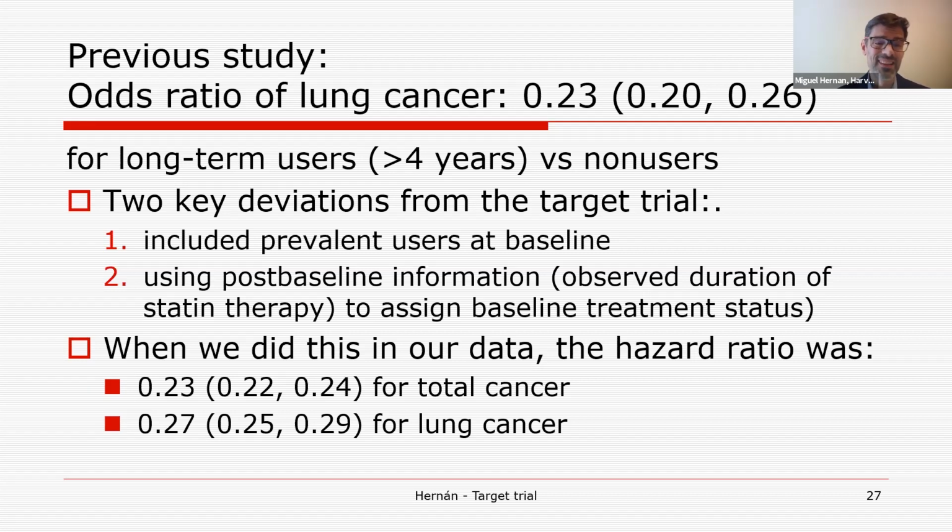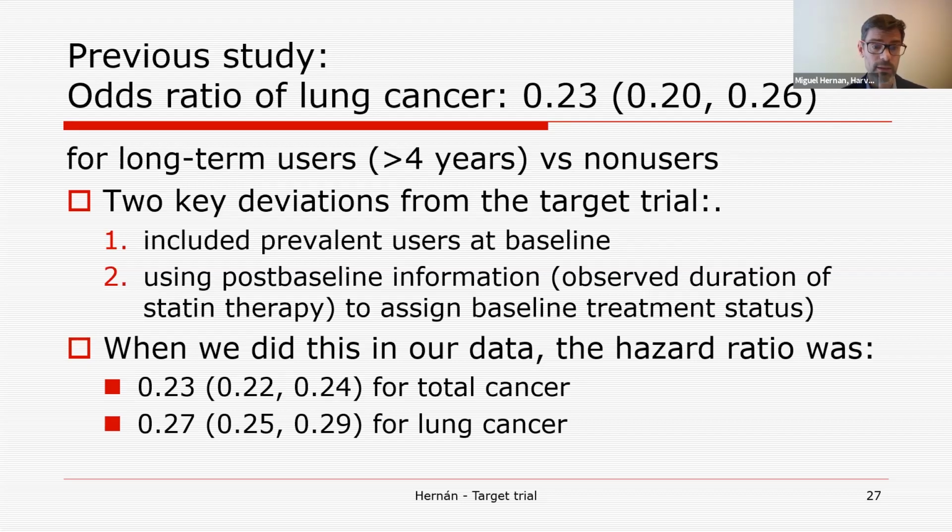Well, again, this is an example in which prevalent users were used at baseline, like in the hormone therapy example. And it's also an example in which something even worse is being done. It's that data that are not available at baseline, at the time of assignment to treatment, are being used to assign people to a particular treatment group. In this case, you only assign people to long-term users of statins for more than 4 years, if you observe that they have been using statins for more than 4 years.